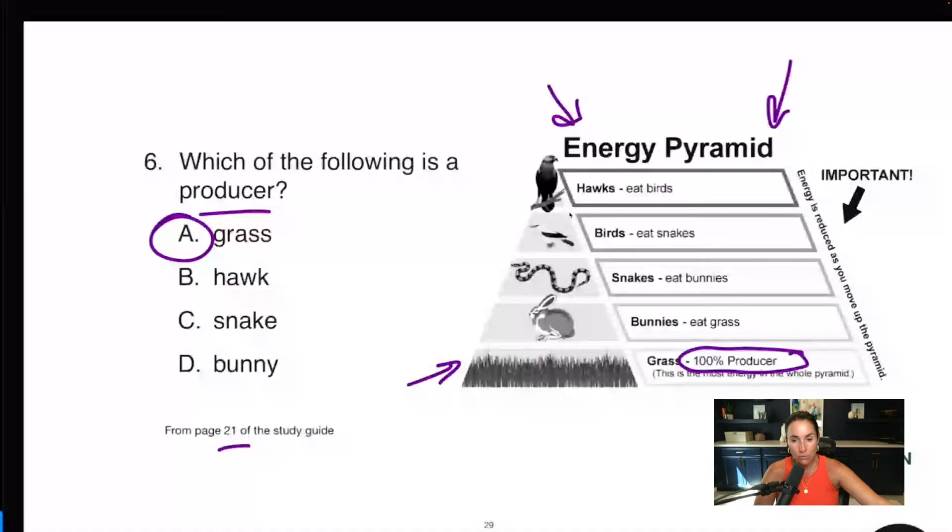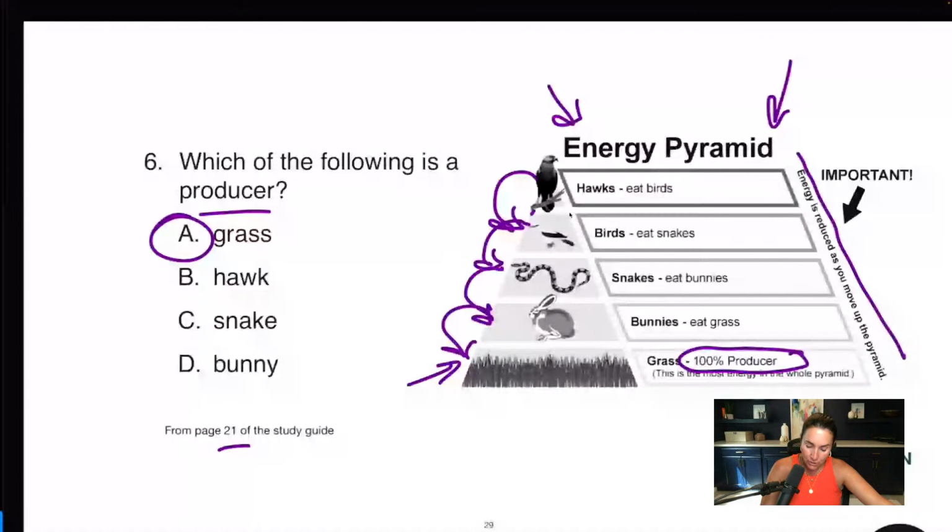Why? Because the grass goes through a process of photosynthesis and it produces carbohydrates. The bunny eats the carbohydrates and gets energy. The snake eats the bunny and gets some energy, but a little bit of energy is lost. And then the bird eats the snake, and then the hawk eats the bird. The further up you go up the energy pyramid, you're losing some energy. Most of the energy is stored down here in the grass, in carbohydrates.